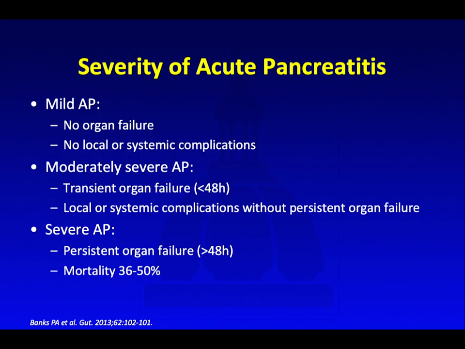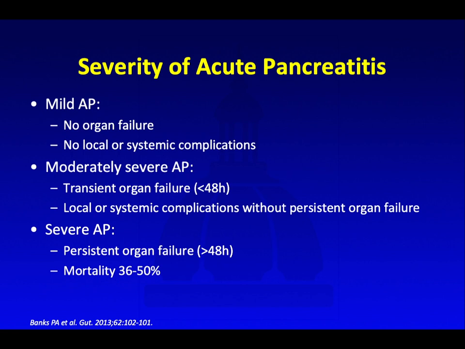So in grading the severity of acute pancreatitis, we can divide them into mild, moderately severe, or severe acute pancreatitis based on the absence or presence of organ failure or systemic or local complications. In mild acute pancreatitis, the patients should not develop any organ failure. There should be no local or systemic complications.